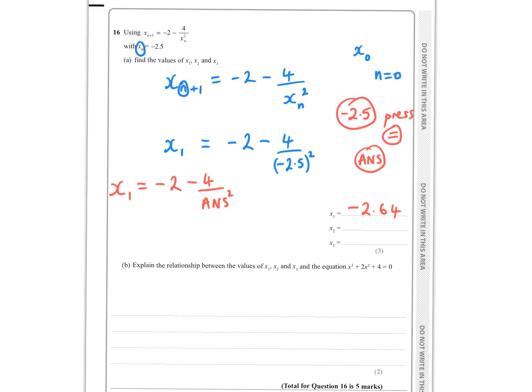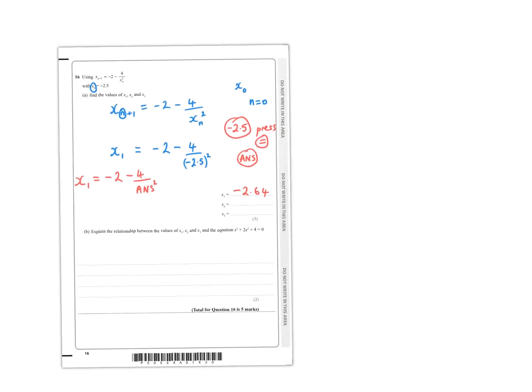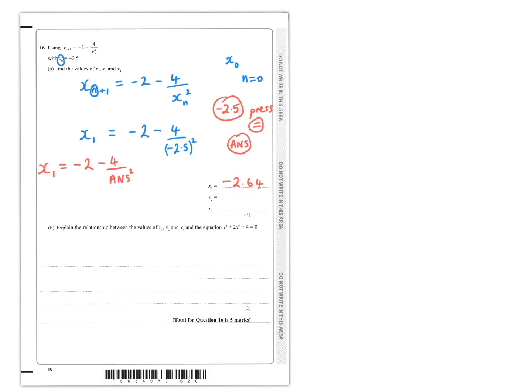So the long way would be to say, okay, let's make a bit of room here. The long way would be to say, well, x2 is minus 2 minus 4 over, now we put negative 2.64 in, but all you have to do with my method is just press the equals button again and it will automatically put in the next value for you, and I get negative 2.573921028 and so on, and then I press equals again and I will get negative 2.6037672255.